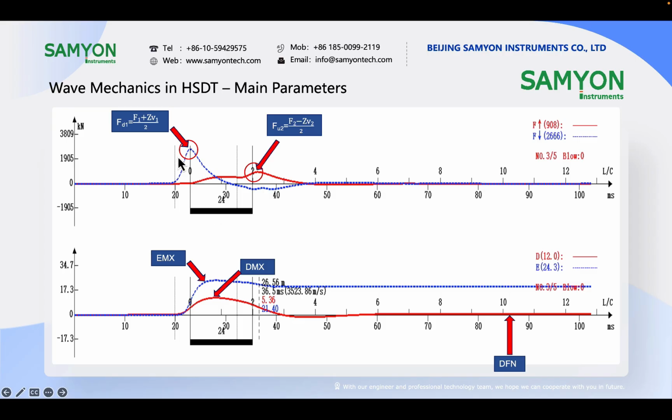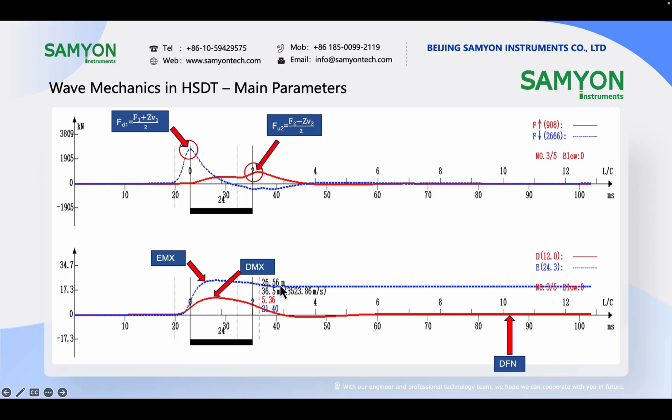And this is FD1, that is WD1 at the T1 location, the reading on the wave down curve. And WU2 is the reading on the wave up at time T2. Remember that we defined this location. The first peak is T1, and T1 plus 2L over C is the time T2.